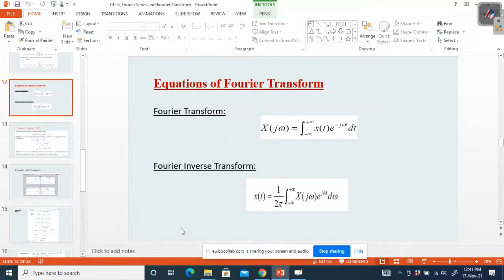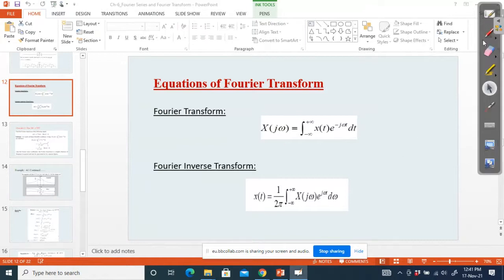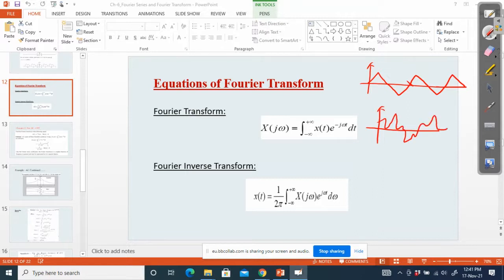What is a periodic signal? As you know, this is a periodic signal because cycles are repeating. And in a signal like this, there is no repeating cycle. From the starting point until the end point, there is only one cycle, and there is no repetition of cycle. So this is called a non-periodic signal.